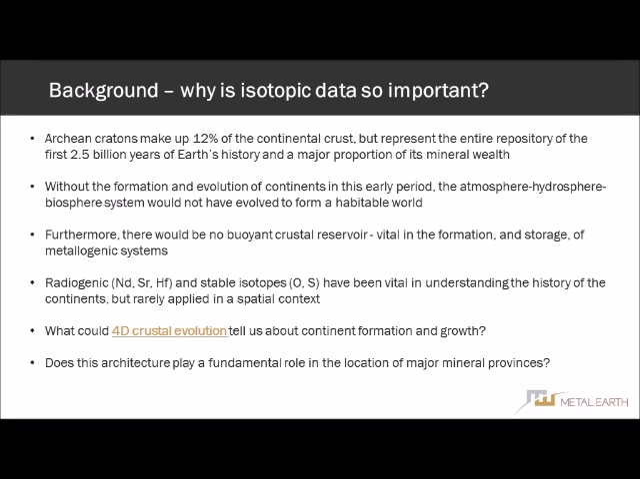And it did make us wonder at the beginning: what could 4D crust evolution tell us about continent growth and formation, but also, does the architecture we plot when we look at 4D crust evolution play a fundamental role in localizing ore deposits? And can we then use that information to build exploration tools or pre-competitive data sets that really help the industry?